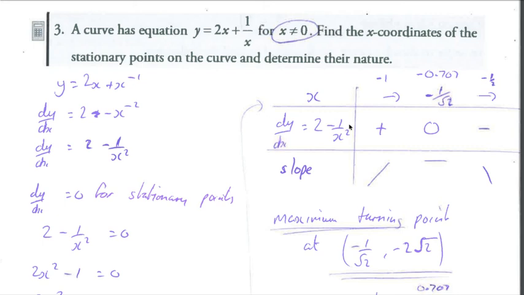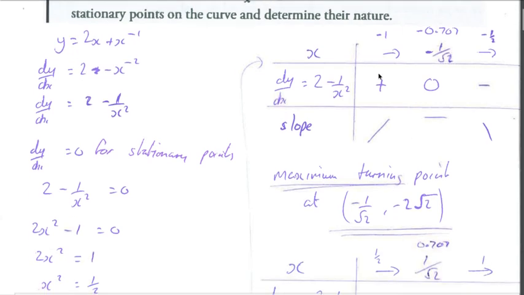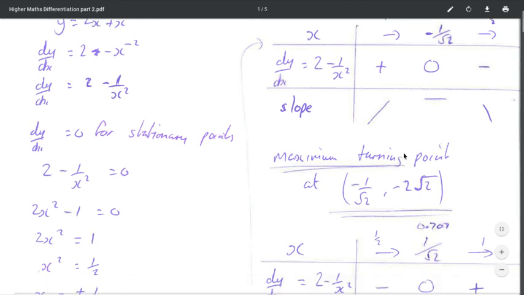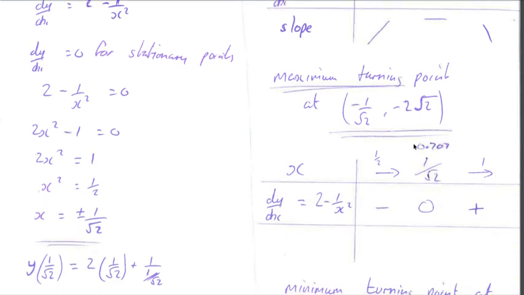Substitute in negative 1/2. So I've got 2 minus 1 over negative 1/2 squared. 2 minus 1 over a quarter. So 1 over a quarter is 1 multiplied by 4 over 1. So I've got 2 minus 4 there, which is negative. You could just do this on a calculator. So I've got positive, then 0. When I'm substituting negative 1 over root 2, I will get 0 here. So I've got positive, 0, then negative for the gradient, which is increasing, then flat, then decreasing. So it's a maximum turning point at negative 1 over root 2, comma negative 2 root 2.